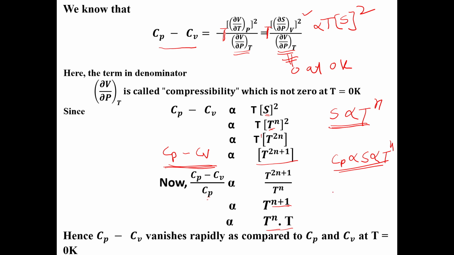So your specific heat, whether it is Cp or Cv, is directly proportional to T raised to power n. But their difference is directly proportional to T^n into T. And if the temperature is 0 Kelvin, this difference also becomes 0 more rapidly because there is an extra T. Hence, Cp minus Cv vanishes rapidly as compared to Cp and Cv at 0 Kelvin.